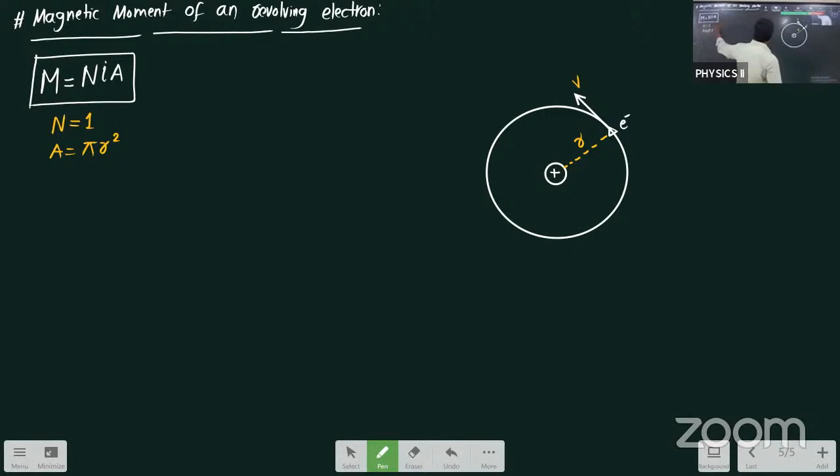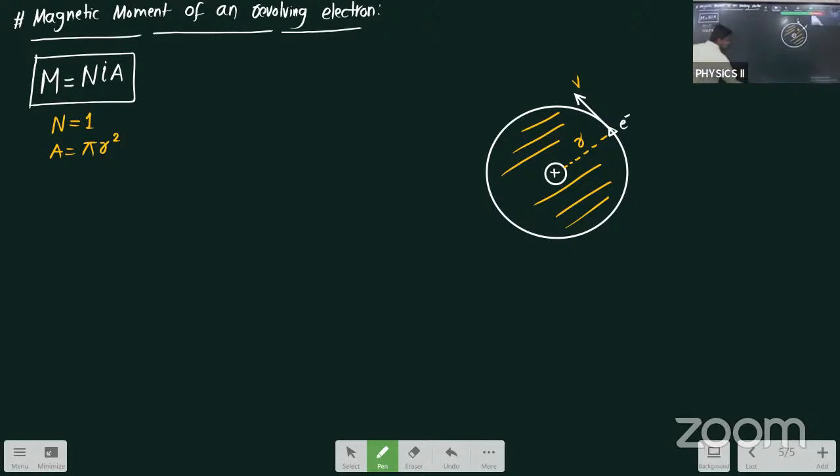So the number of turns is only one loop, because only one electron is revolving around the nucleus. The electron is revolving in a circular manner, and the area of this entire loop is nothing but pi r square. Now I am supposed to determine the value of current. Let us determine the value of current.